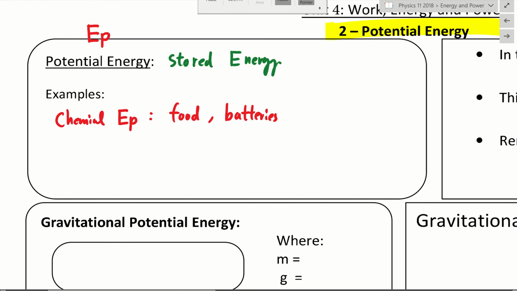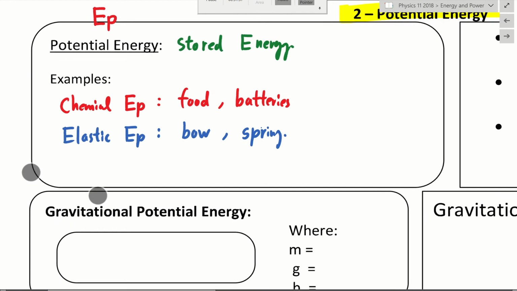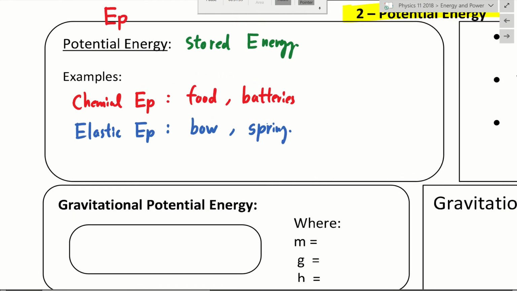Now, you can also get potential energy from something that is elastic. For example, if you have an elastic band, elastic potential energy is also a thing. An elastic band, or a bungee cord, or a bow and arrow, that kind of thing, something that can bounce, or a spring, right? So you can store energy in an object like that.